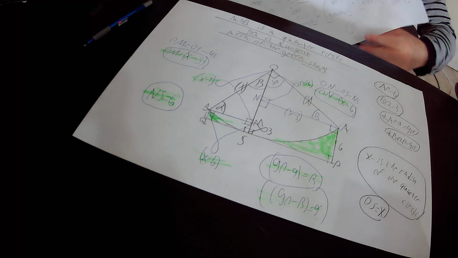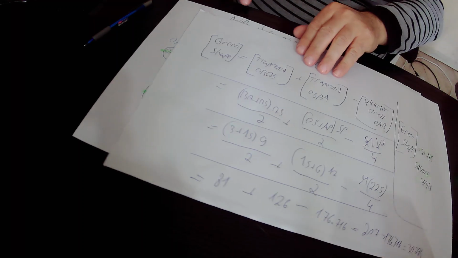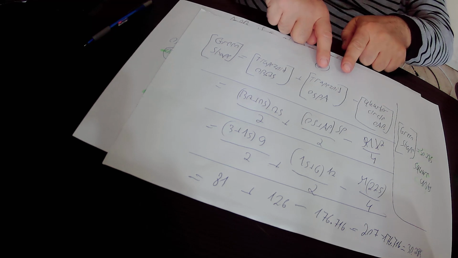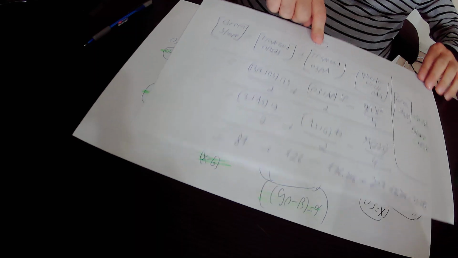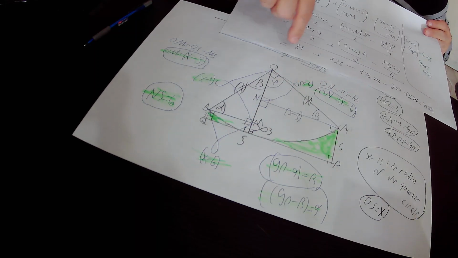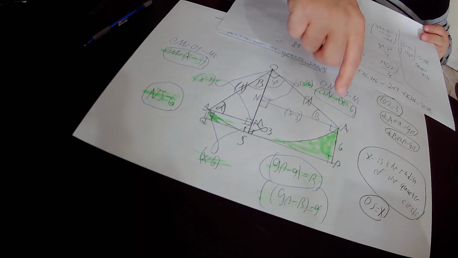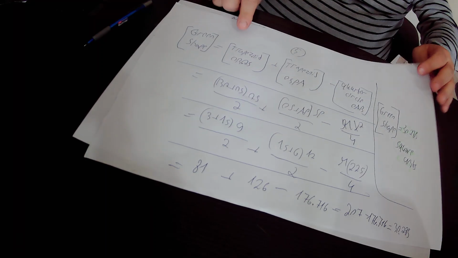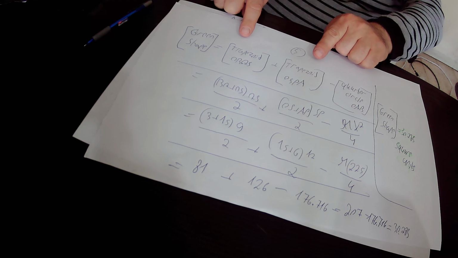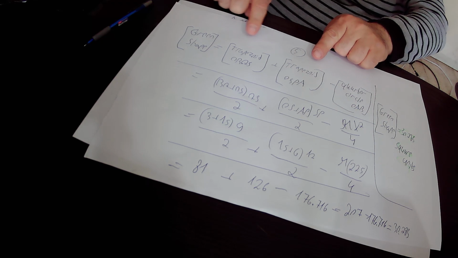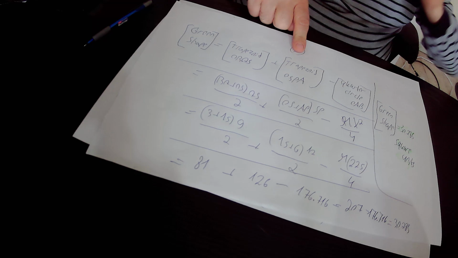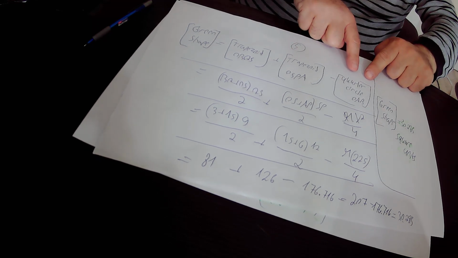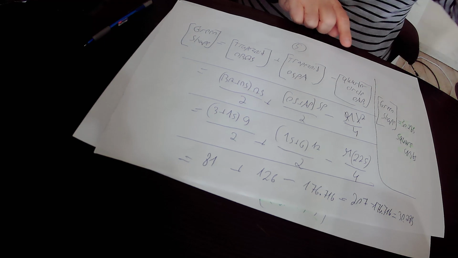Therefore, the area of the whole shape in total is equal to the area of trapezoid OBQS plus the area of trapezoid OSPA. So the area of this whole shape minus the area of the quarter circle OBA equals the area of the green shape. Again, the area of the whole shape in total is equal to the area of trapezoid OBQS plus the area of trapezoid OSPA minus the area of the quarter circle OBA.